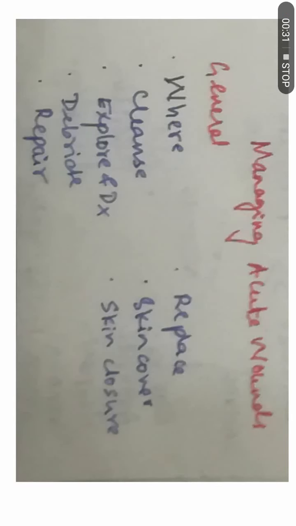And managing acute wounds, general steps in management. So first you need to ascertain where is the injury. I mean, the person is going to be in supine position during examination, which means easily the injury in the back or the gluteal region is going to be missed out very easily, right? Which is why history is very important.